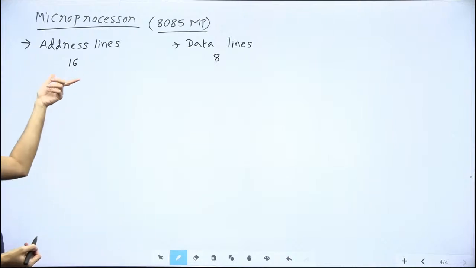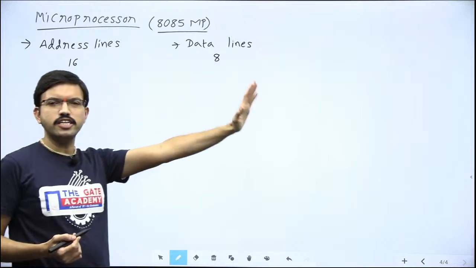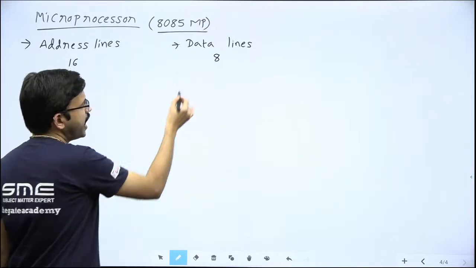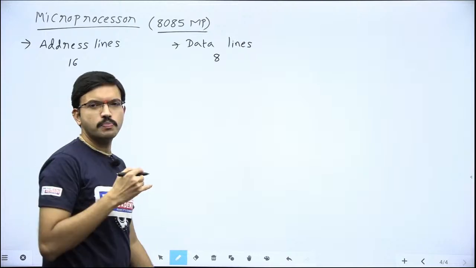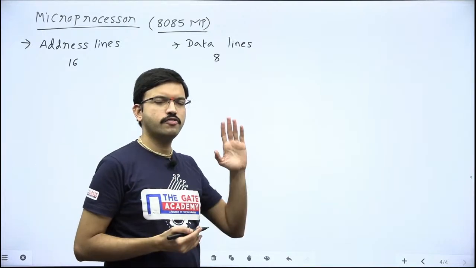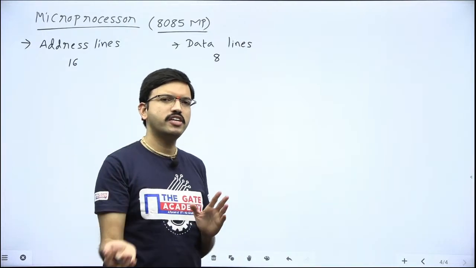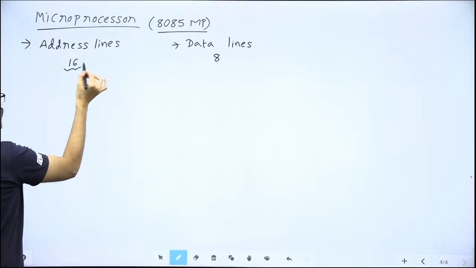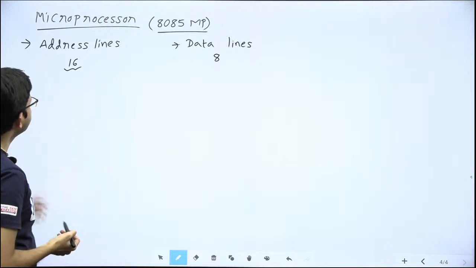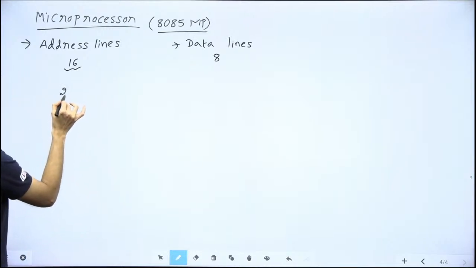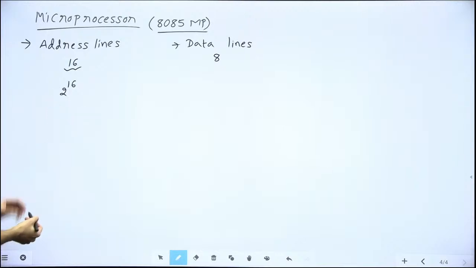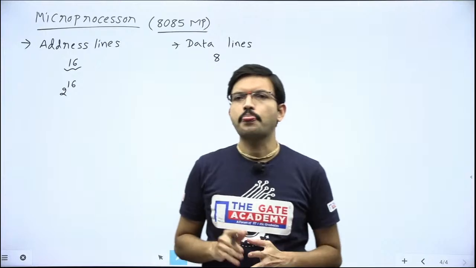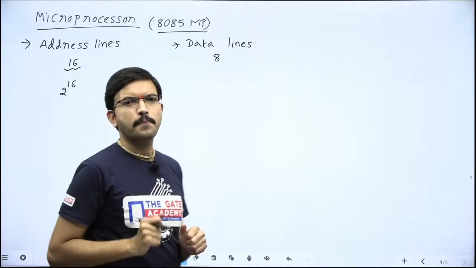With the help of these 16 address lines, the microprocessor will identify the peripheral interfaced to it, and with the help of these 8 data lines, the microprocessor will transfer data either from the microprocessor to the device or from the device to the microprocessor. So if you have 16 address lines, then you will have 2 power 16 possible values in terms of zeros and ones.